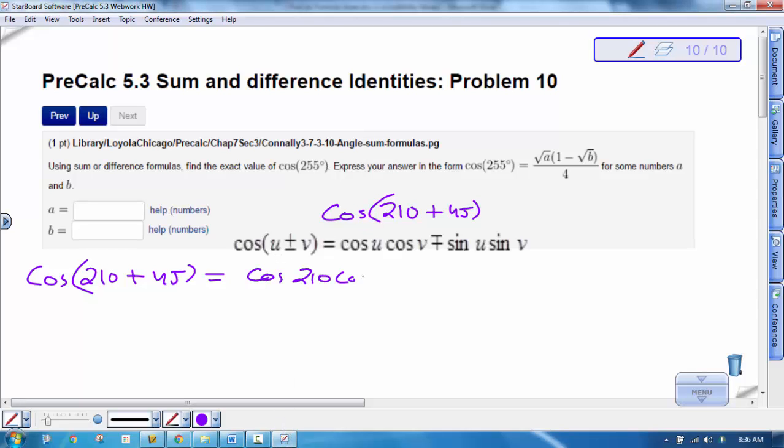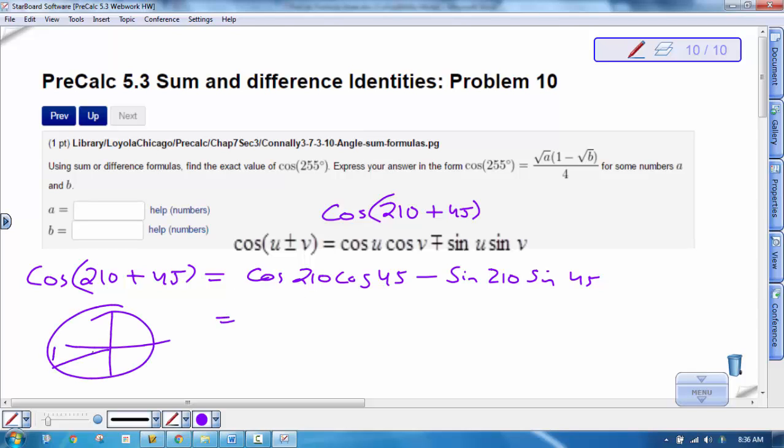So we have the cosine of the first angle 210, cosine of the second angle 45, and then I have a plus, so I'm going to stay in the top here with a minus, sine of the first angle 210, sine of the second angle 45. Now I just need to simplify this. So on your unit circle, 210 is down here, 30-degree angle. So that's negative square root of 3 over 2. And then cosine of 45 is square root of 2 over 2. Minus sine of 210 is negative 1/2. And sine of 45 is square root of 2 over 2.